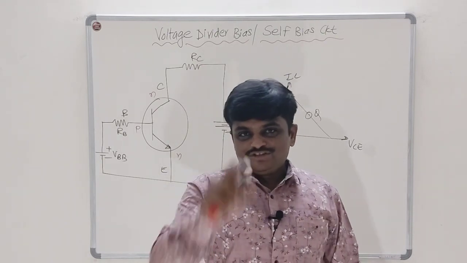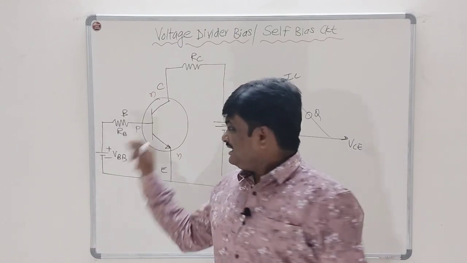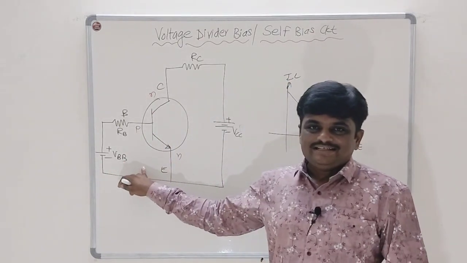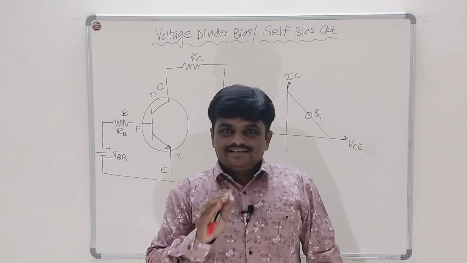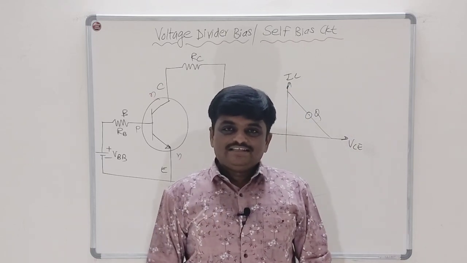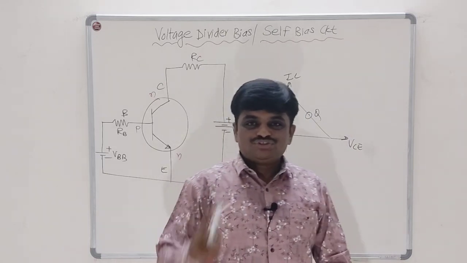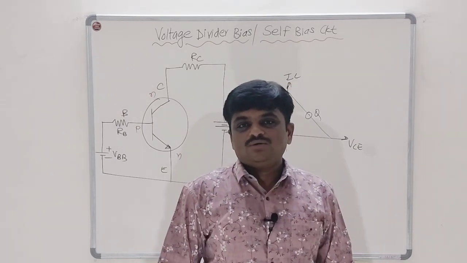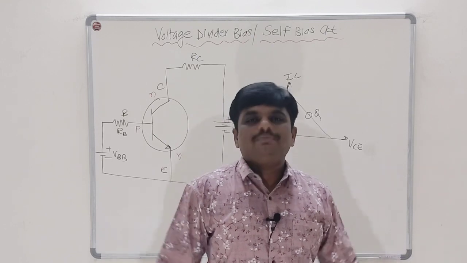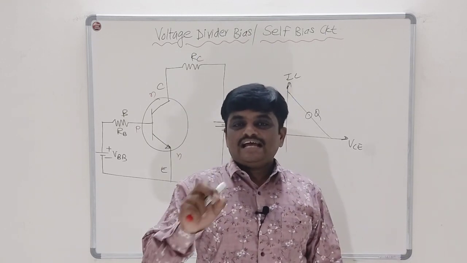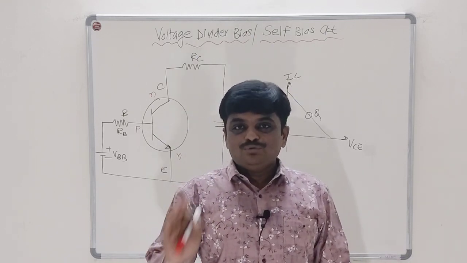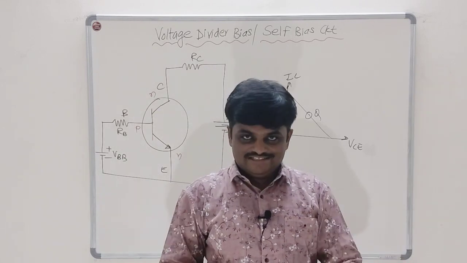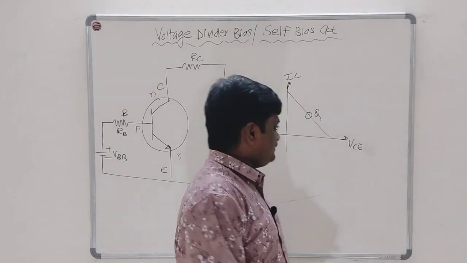So this is the problem. That is why this Q point should be stable, and with the help of this basic biasing circuit, you are not getting as good stability in the Q point. Hence we are using a new circuit for biasing of the transistor, which is known as voltage divider bias or self bias, and this circuit has the highest stability of Q point among all the biasing circuits. So that is why it is most widely used.